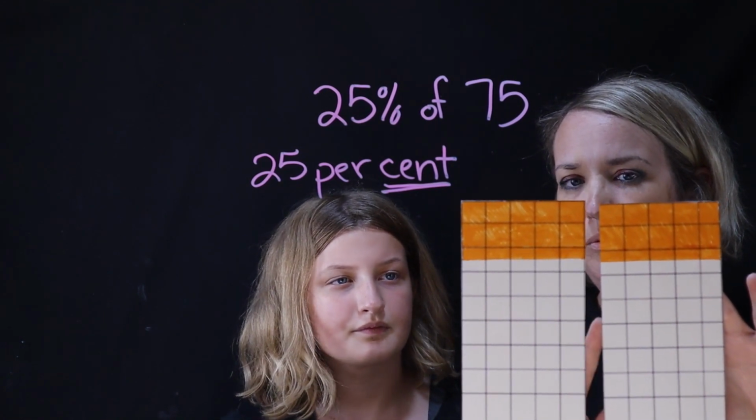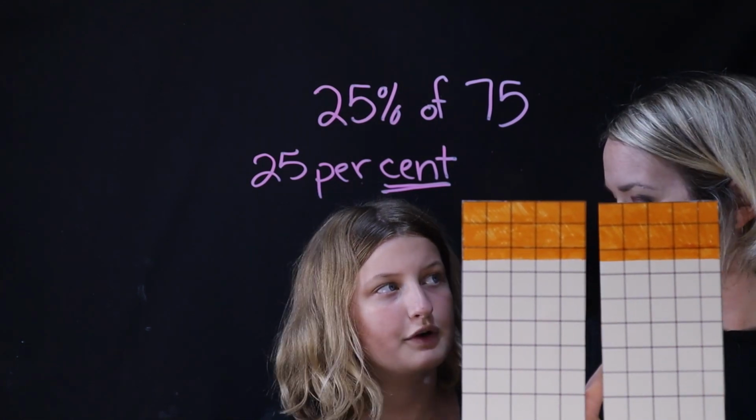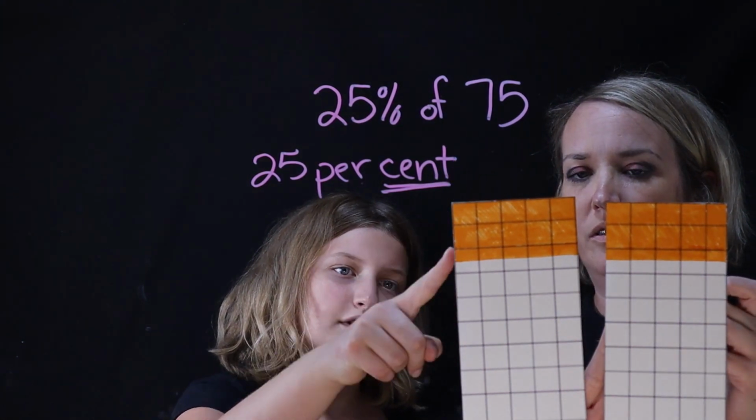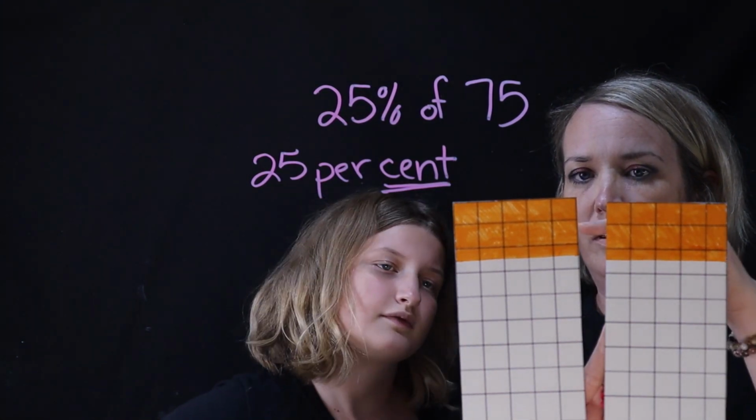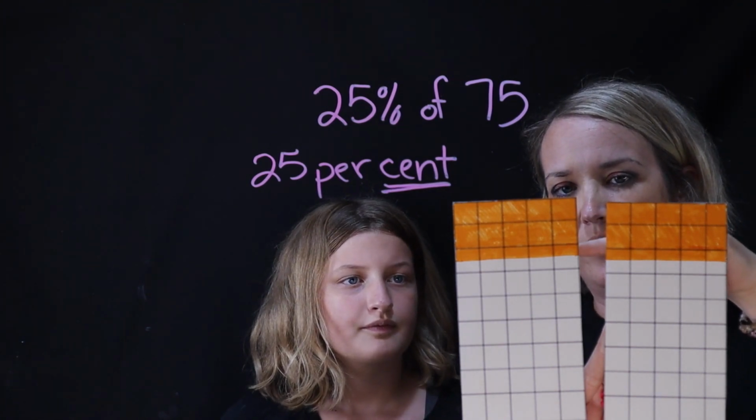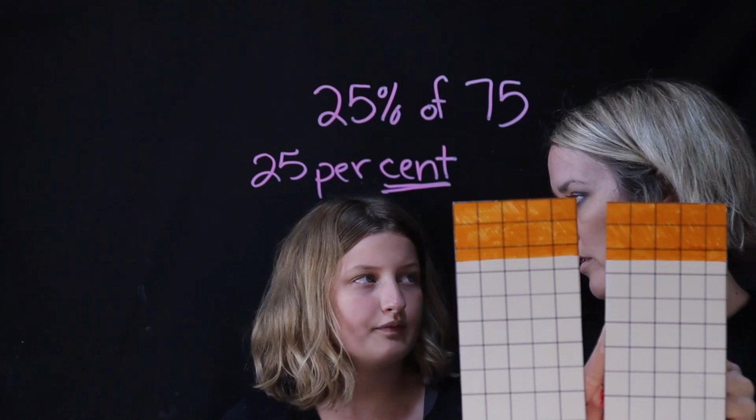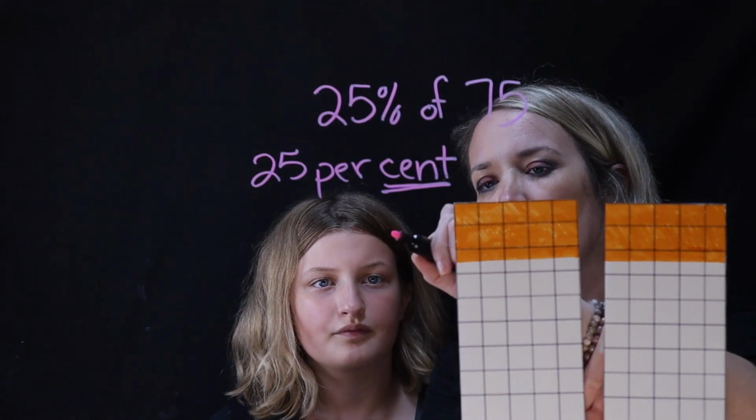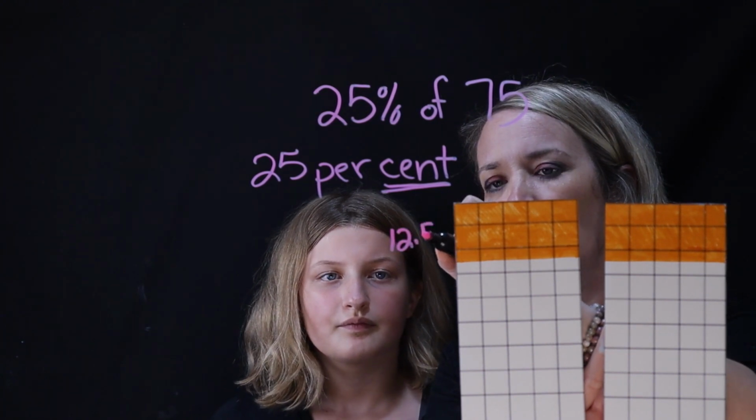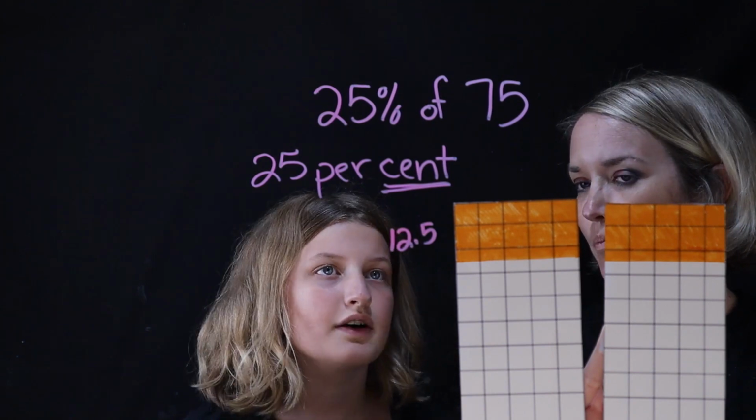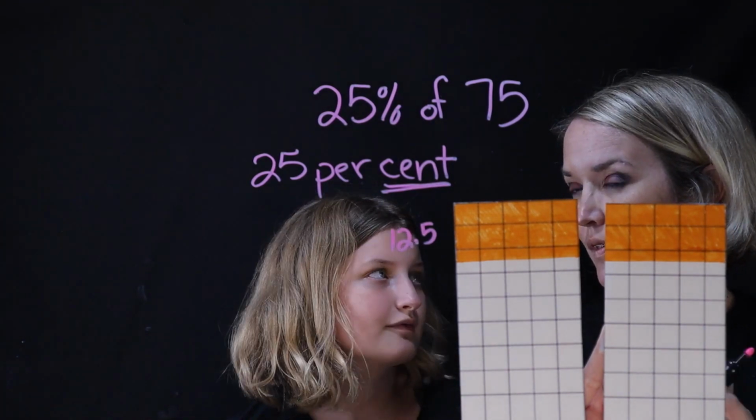So what's 25% of 50 then? 12.5. Okay, so here's 10 and here's 2.5. Oh, so here's 5, 10, and then there's 5 halves. So that gives you 12.5. Okay, so we're going to say 12.5. That's 25% of 50. Now I have to do 25% of 25.